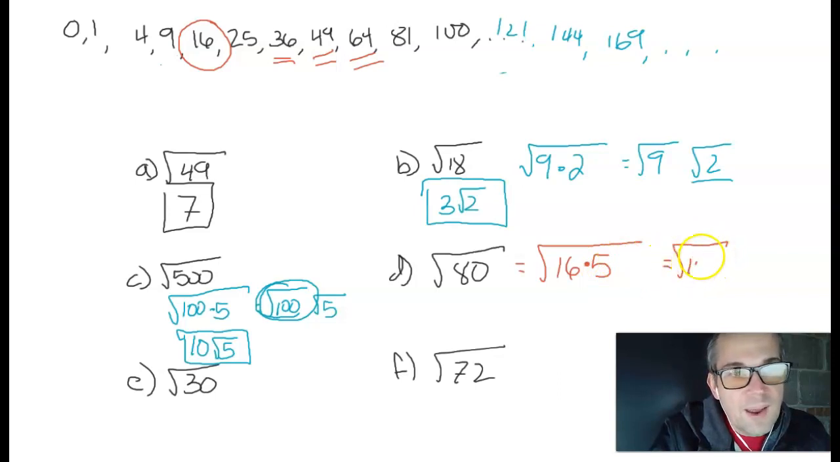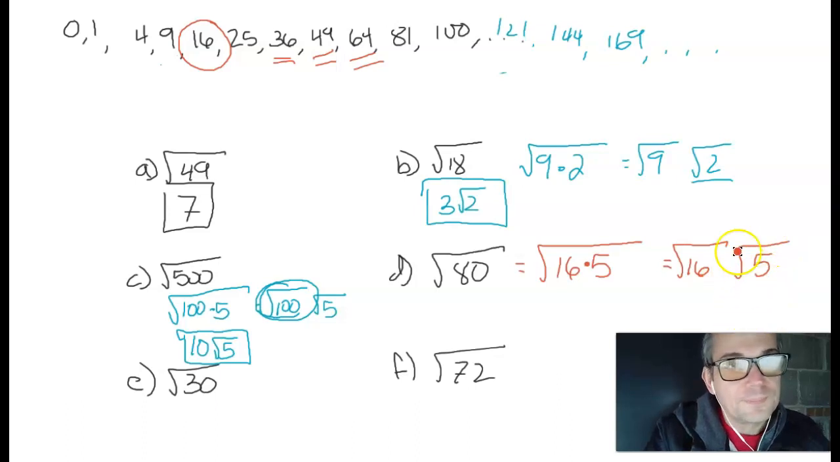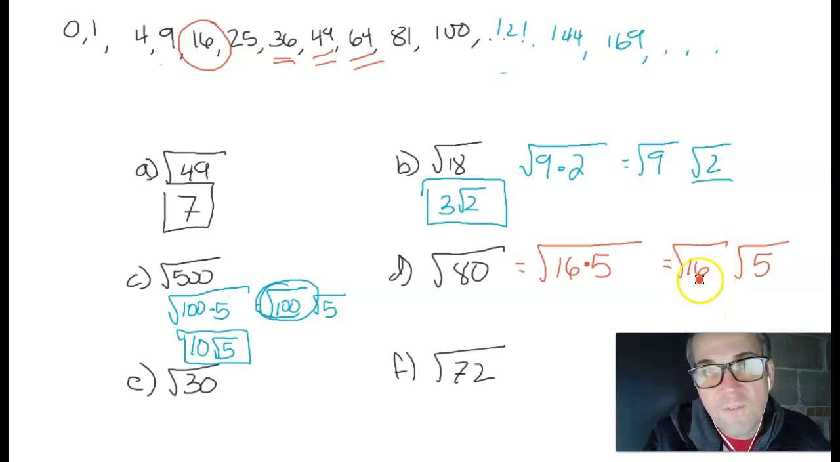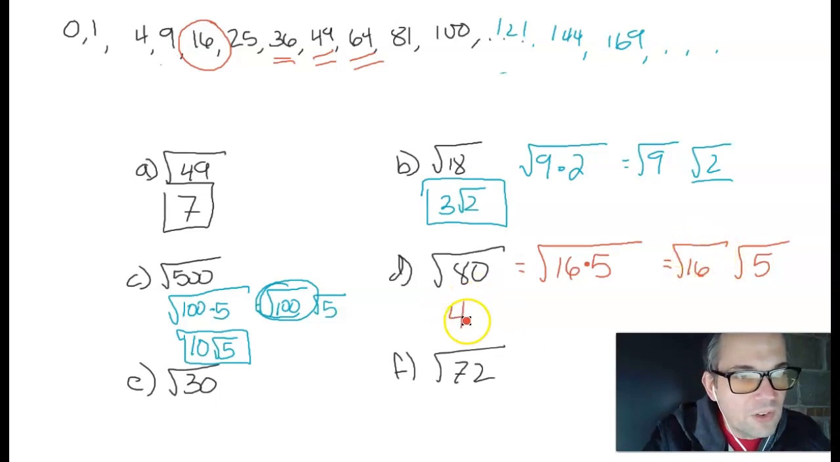I can then, in my head or on my paper, break up the square root over that little product, and then square root the part that I can. What's a number that multiplies by itself to make 16? 4. So my final answer is going to be 4 root 5.